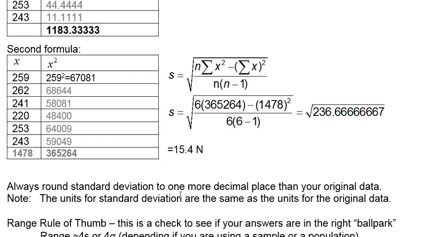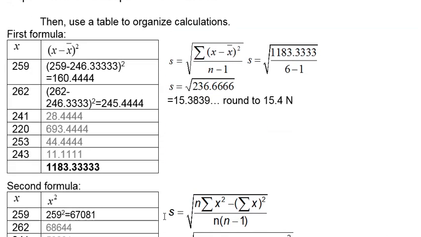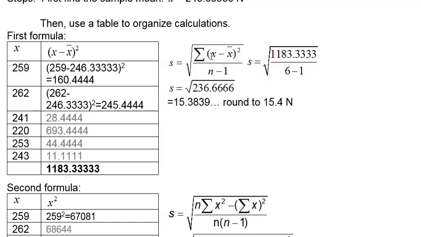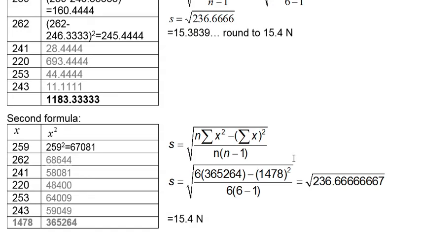So I already mentioned round one more decimal place in your original data. I didn't mention this: the units for standard deviation are the same as the units for your original data. If you look at what we do, that makes sense because we square this difference, which is going to have the same units, but then square root it. So square and square root are going to be back to our same units that we started with.